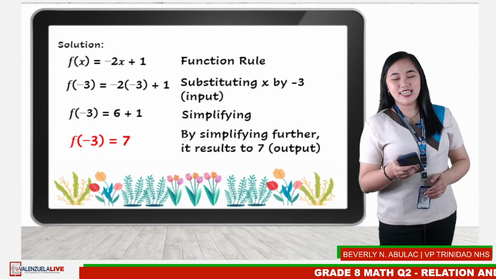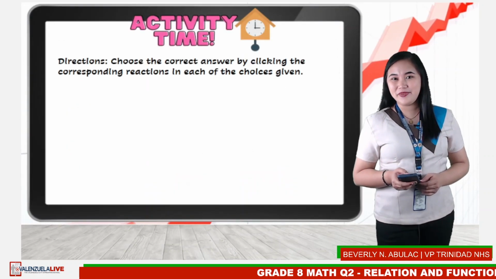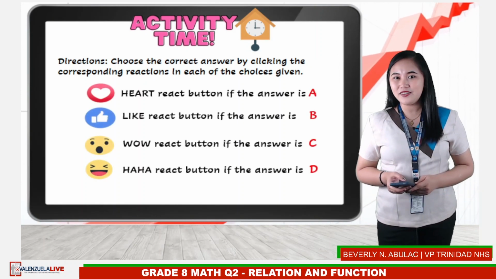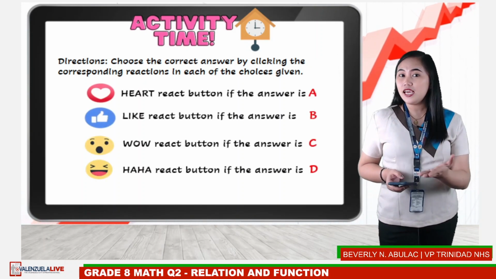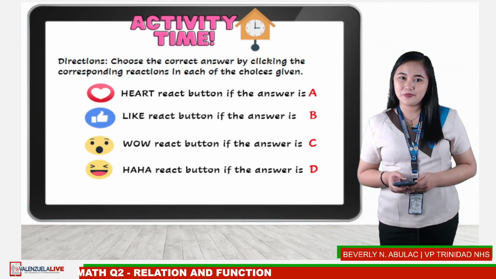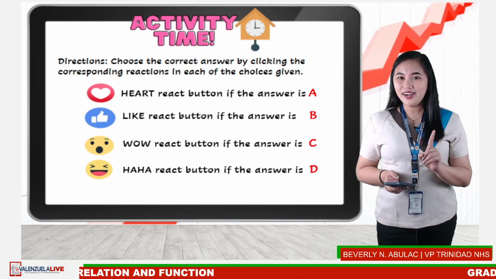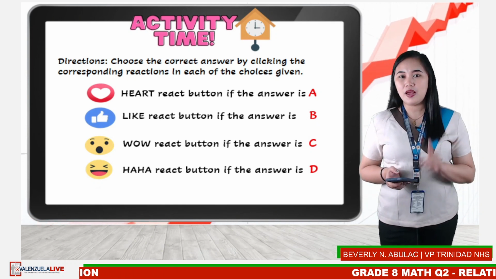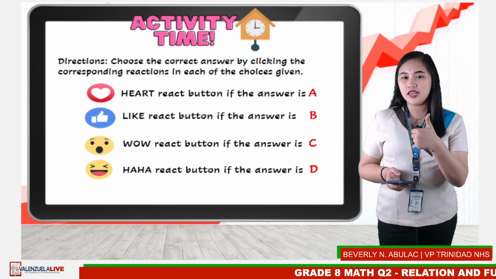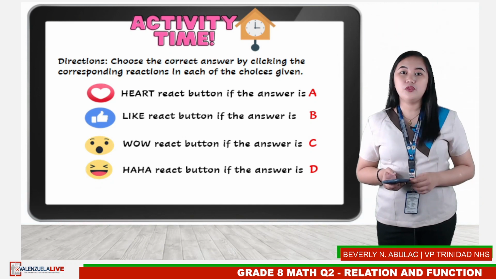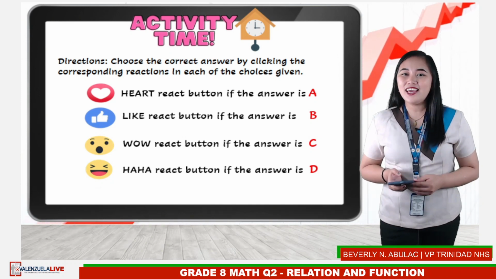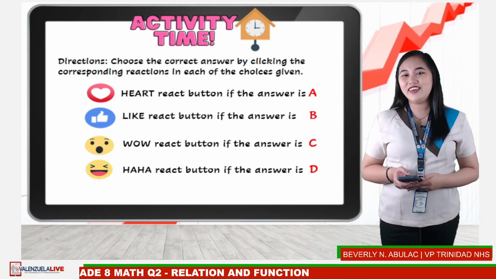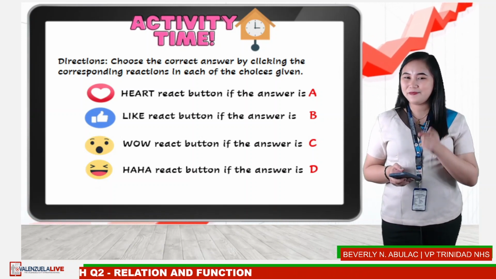Alright, let's have another activity. Directions: Choose the correct answer by clicking the corresponding reactions in each of the choices given. You have to press the heart react button if the answer is A. Then you have to press like react button if the answer is B. And wow react button if the answer is C. And haha react button if the answer is D. Are you ready?